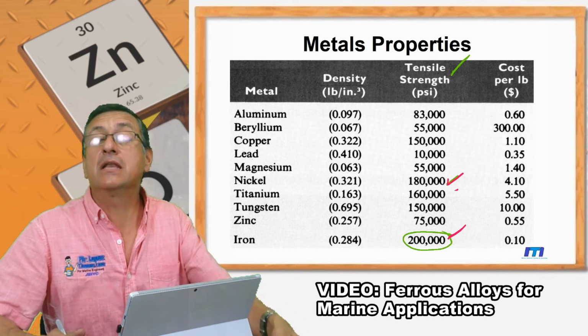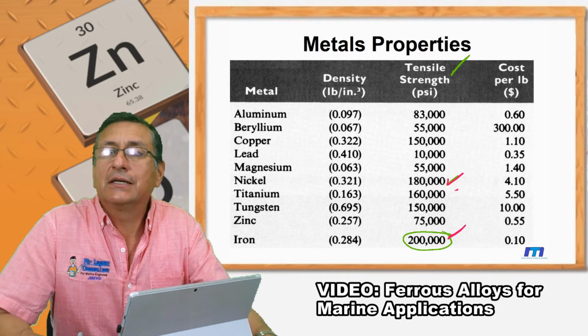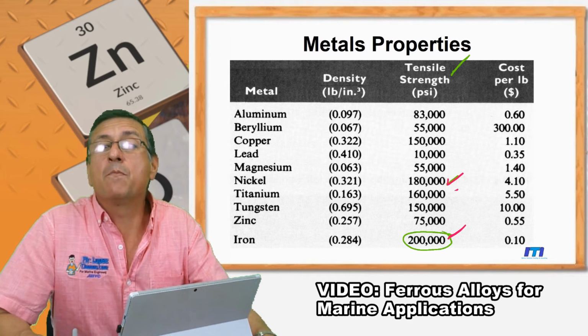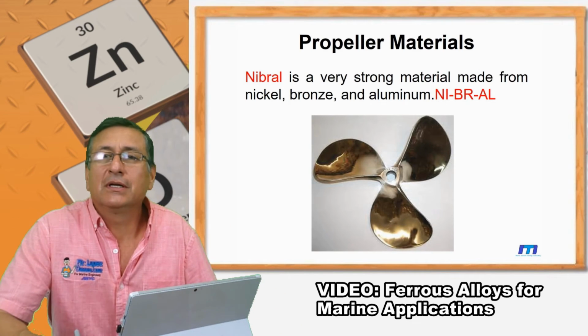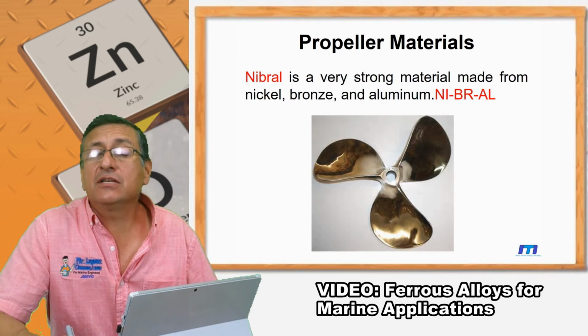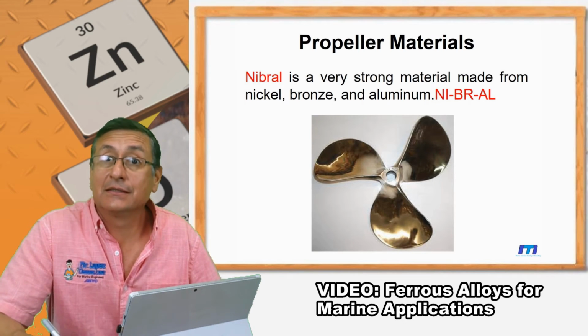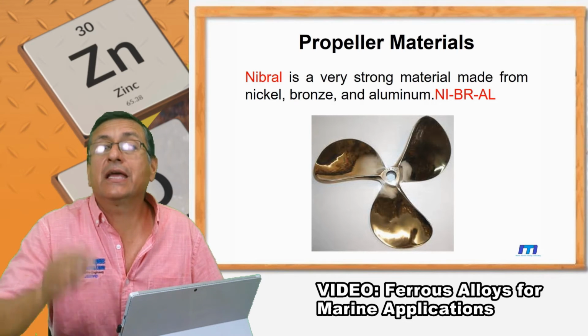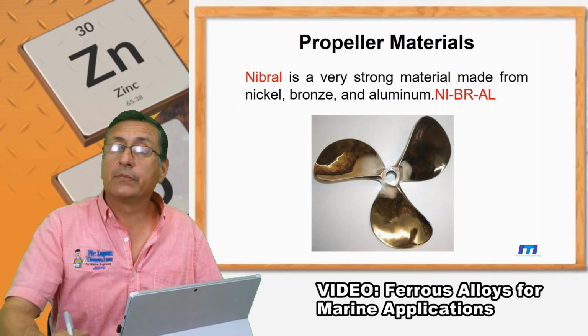You remember Nibral? The alloy of the propellers is nickel, bronze, and aluminum, that alloy. That alloy has a tensile strength superior to steel. Yes, the propellers in Nibral have superior tensile strength than steel.